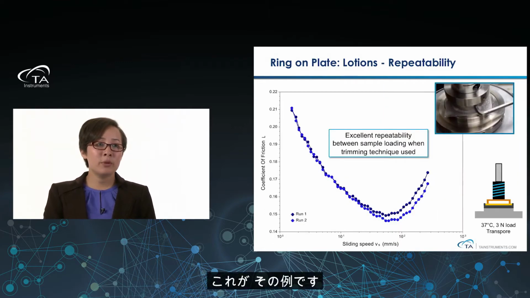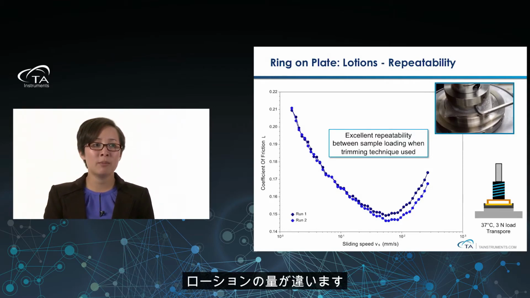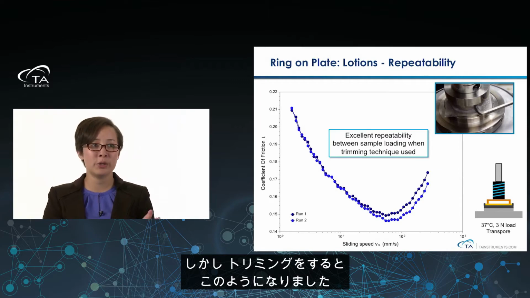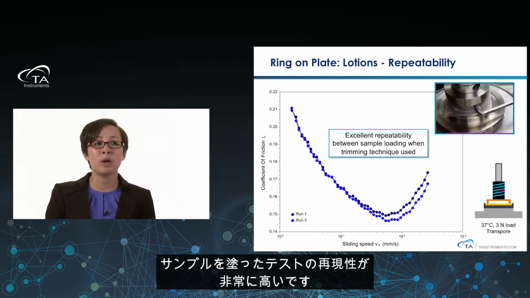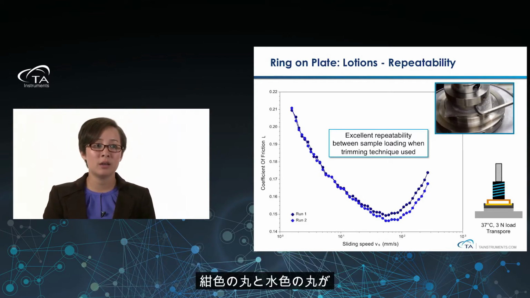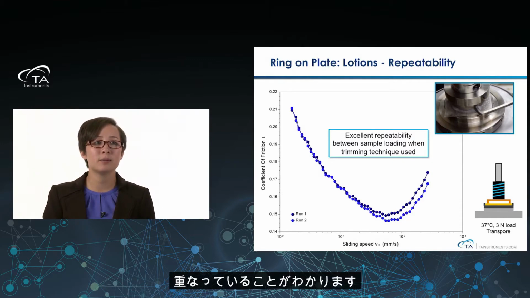So here's just an example. It's the same exact test, same exact lotion, 2 different loadings of the same lotion, but we trimmed it. As you can see here, we have excellent repeatability between sample loadings when we use that trimming technique. You can see the dark blue and the light blue circles overlay really well with one another throughout the entire test.